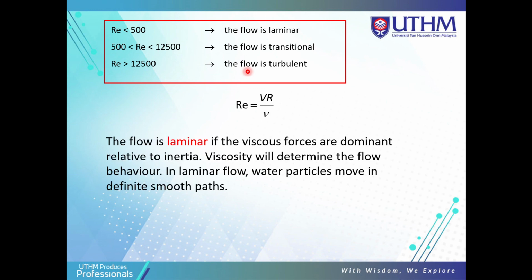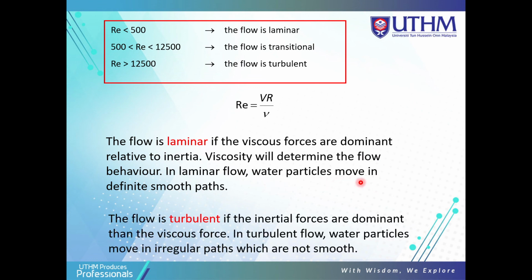The flow is laminar if the viscous forces are dominant relative to inertia. Viscosity will determine the flow behavior in laminar flow, and water particles move in definite smooth paths. The flow is turbulent if the inertial forces are dominant over the viscous forces. In turbulent flow, water particles move in irregular paths which are not smooth.